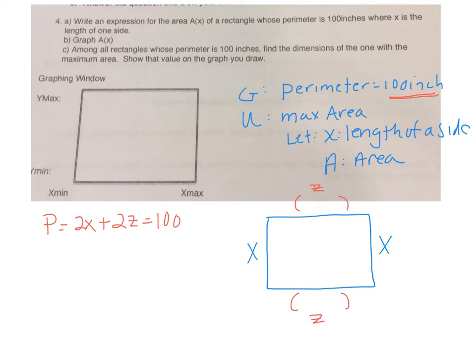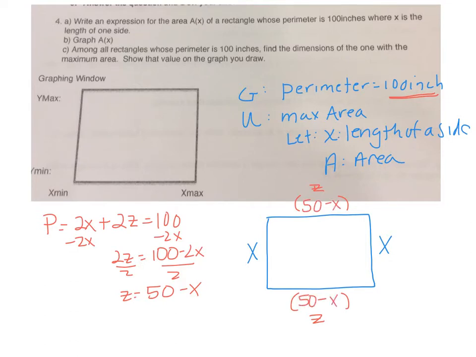And some of you could probably figure out what z is without going through these steps. But if we subtract 2x from both sides, you're going to find that 2z is equal to 100 minus 2x. Divide both sides by 2. And z is going to equal 50 minus x. So these two sides are 50 minus x. That's the picture. Now, the area on the inside here is equal to length times width.